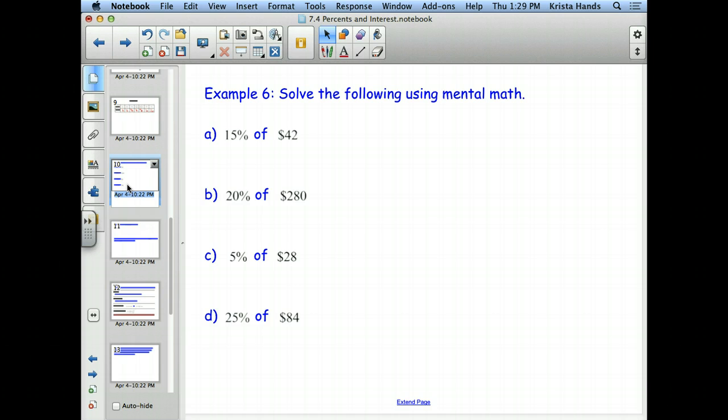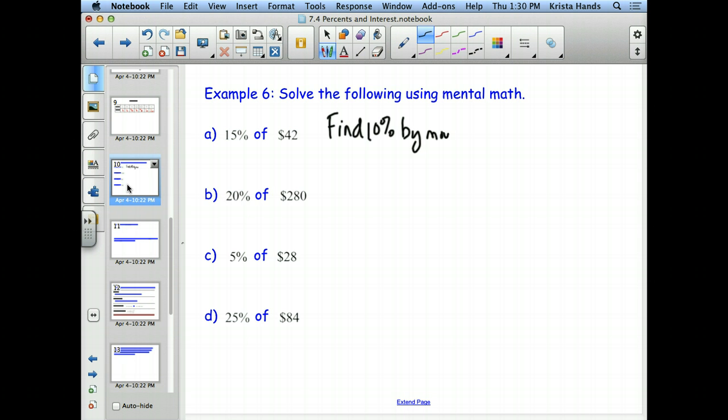We could find 10% and then we could find 5%. And then what could we do with those values? Add them together. Okay, so how could we find 10% mentally? You just move the decimal over. All right, so the first thing that we're suggesting is to find 10%, and we're doing it by moving the decimal. So what is 10% of $42?